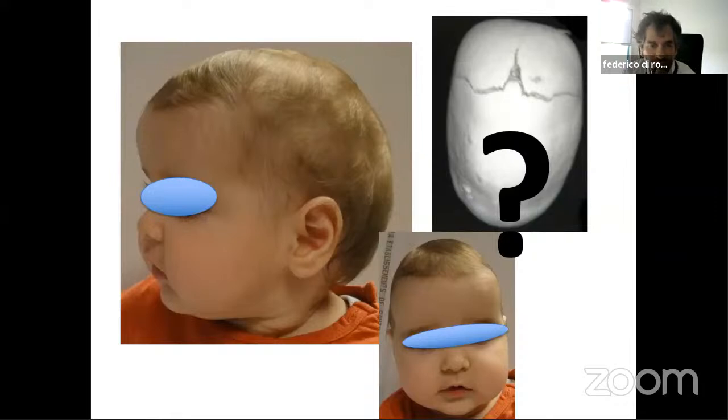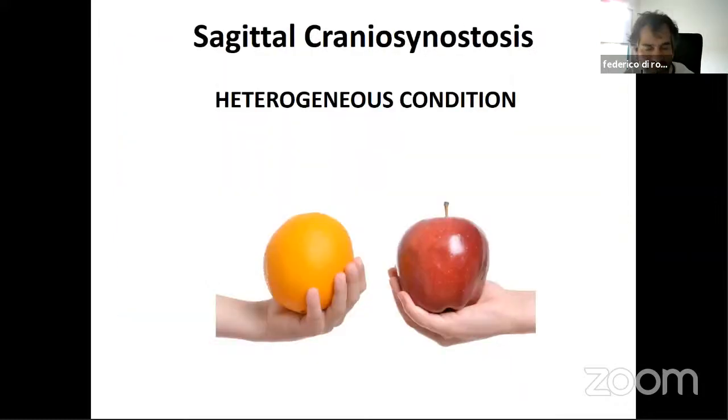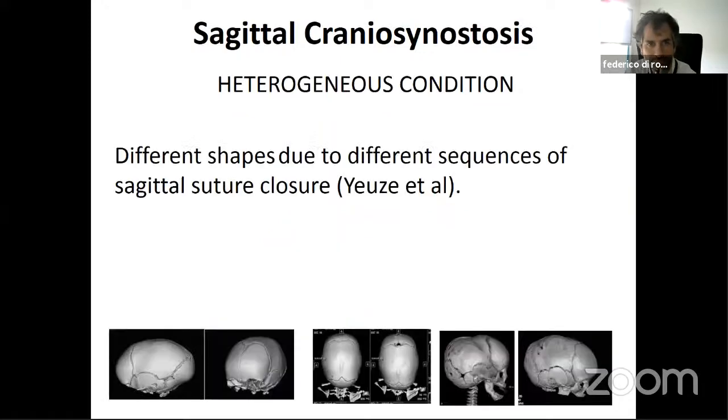Well, the reason we decided to start with the sagittal synostosis with Naren is because there are a lot of controversies. And actually, if you go in depth in this type of synostosis, we see that there is no such thing as a scaphocephaly. We're talking about a very heterogeneous group of patients. It's a heterogeneous condition. And all the controversies will come from this heterogeneity.